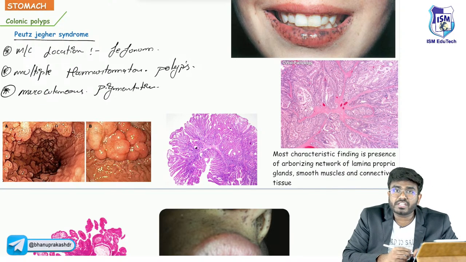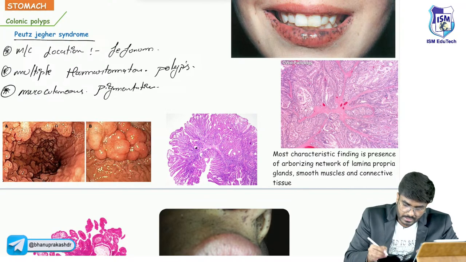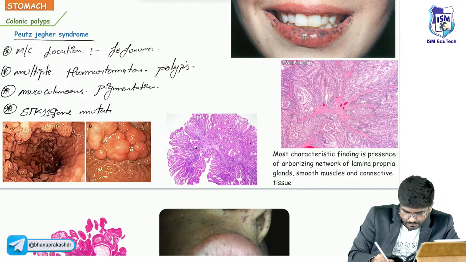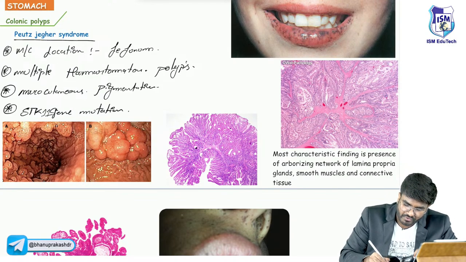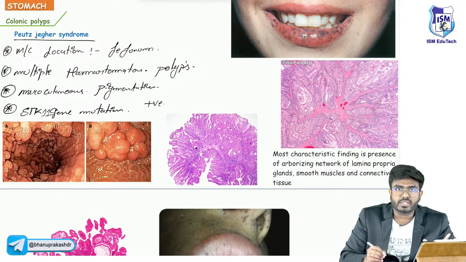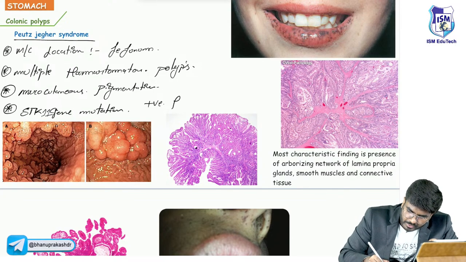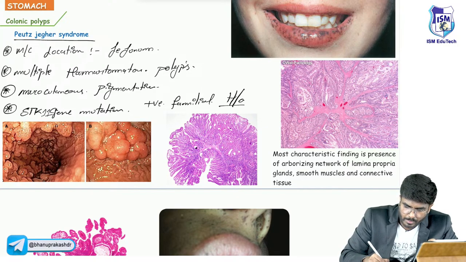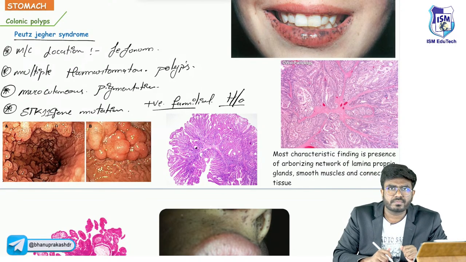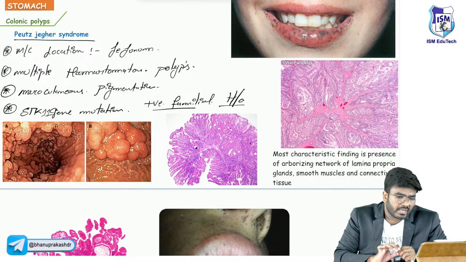What is the gene mutation that is going to cause these multiple hamartomatous polyps? It's the STK gene mutation. STK11 gene mutation. Usually, the family history is going to be positive. In the family, some relatives are going to have the same Peutz-Jeghers syndrome, positive familial history. Even for juvenile polyposis, family history is going to be positive.